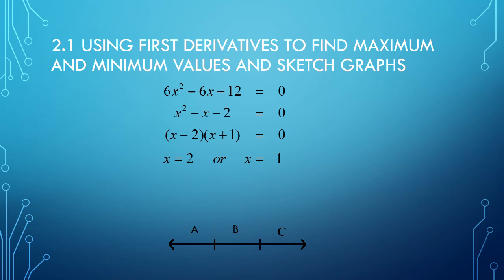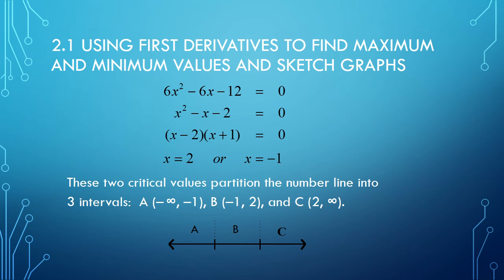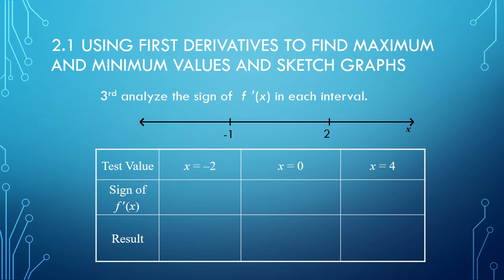So we set it equal to 0, and the first thing we did is divide everything by 6, and then factor, and we get 2, and we get negative 1. And then what I like to do is create a little number line and put 2 and negative 1 on there, and it divides it up into 3 regions. A is from negative infinity to negative 1, B is negative 1 to 2, and C is 2 to infinity. So we're going to test a point on each side of the negative 1 and the 2, and in between them, and see where the derivative is positive and where it's negative. And so that's what we're doing here.